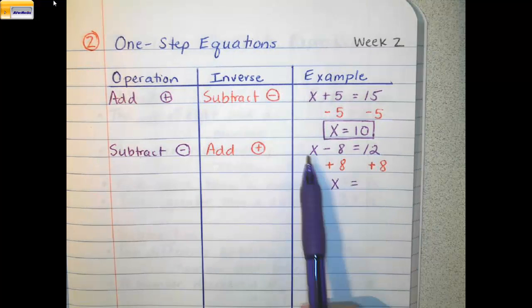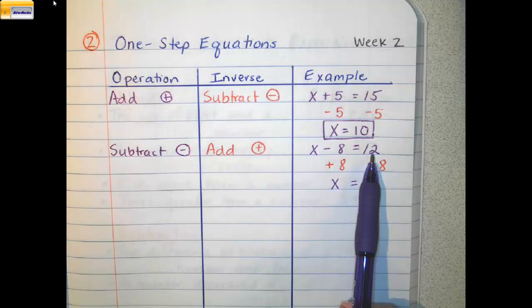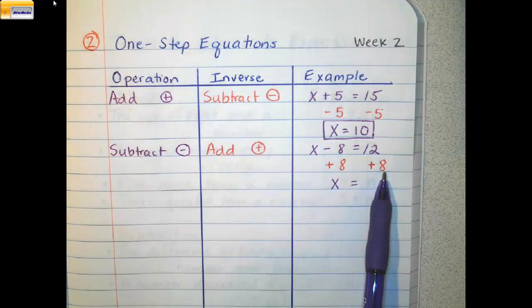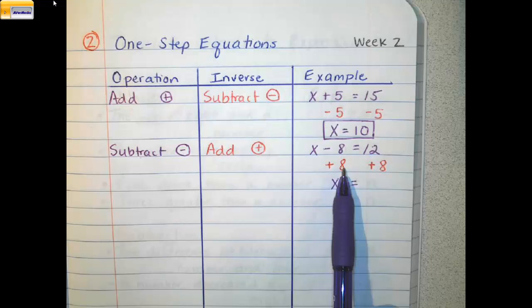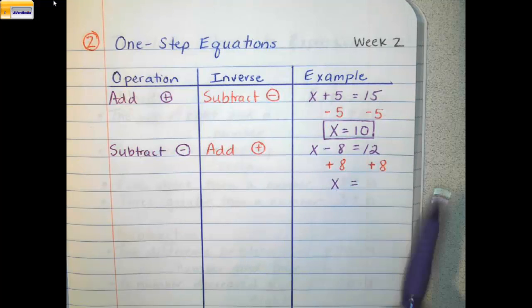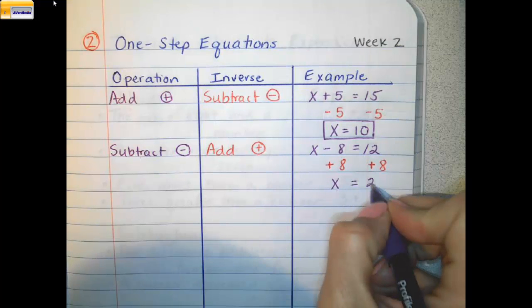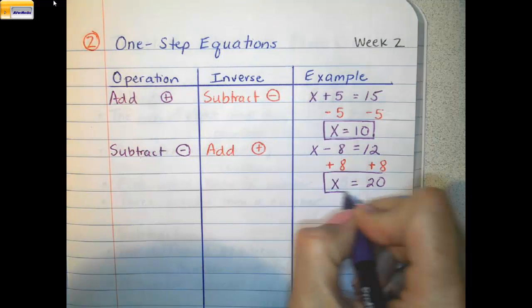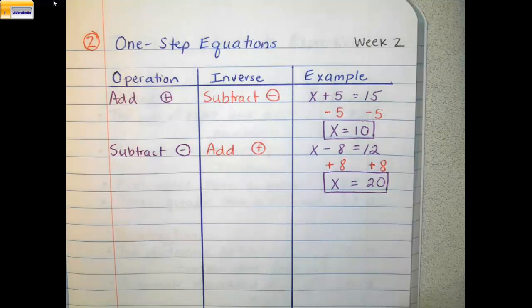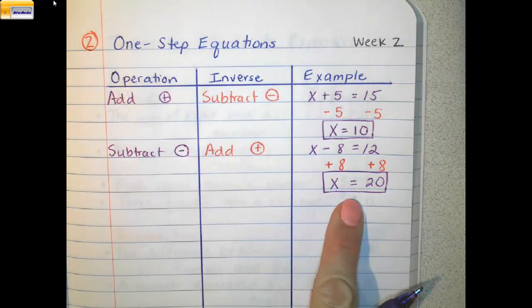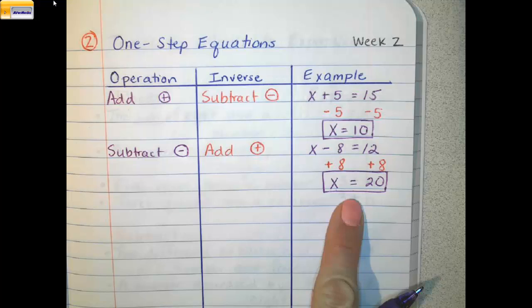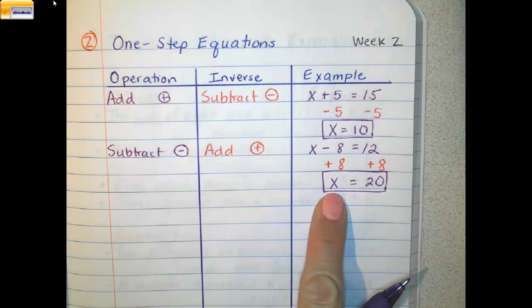I have x minus 8 equals 12. I add 8 to both sides. Negative 8 plus 8 is 0, and I'm left with x. 12 plus 8 is 20. So I'm left with the answer of x equals 20. This is often referred to as isolating the variable. Our goal here is to get x all by itself.